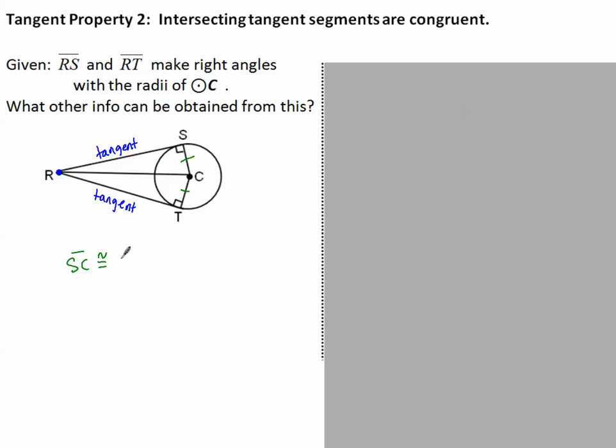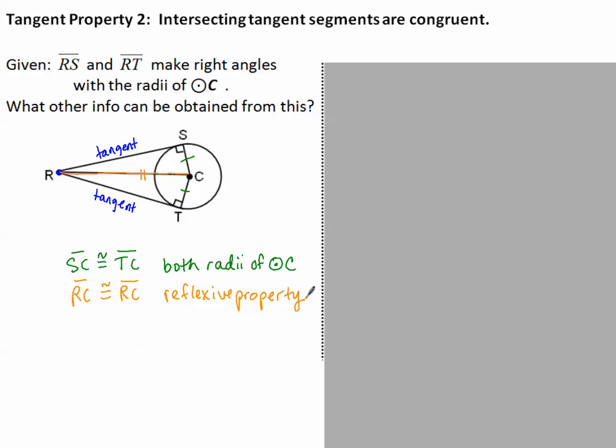SC is congruent to TC because they are radii of the same circle. What else? Well, notice we have a triangle on the top and a triangle on the bottom, and both triangles share this segment RC. So we can say it's congruent to itself. RC is congruent to RC. Do you remember what property tells us that? It's a shared side, but we say the reflexive property tells us that a segment is congruent to itself.